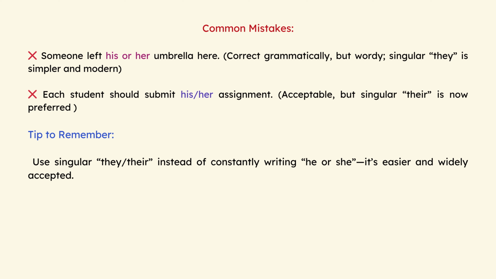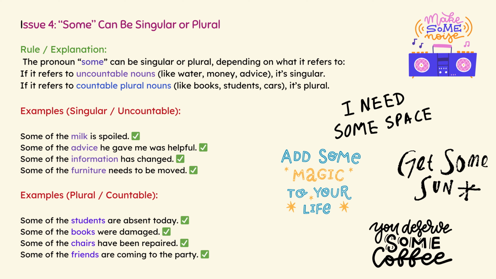Let us learn about another common confusion with the indefinite pronoun some. The pronoun some can be singular or plural, depending on what it refers to. If it refers to uncountable nouns like water, money, advice, or furniture, it is singular. If it refers to countable plural nouns like books, students, cars, or chairs, it is plural. Here are some examples with singular, uncountable nouns. Some of the milk is spoiled. Here, some refers to a portion of the milk, which is uncountable, so the verb is singular.